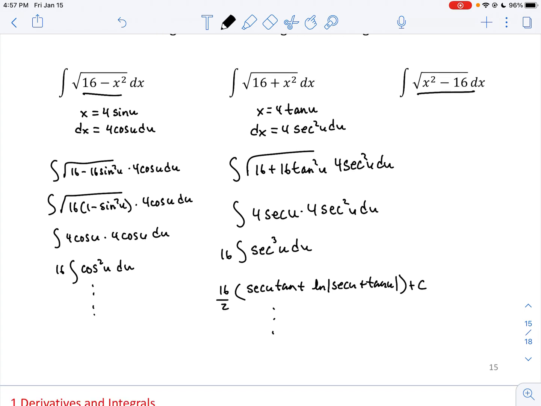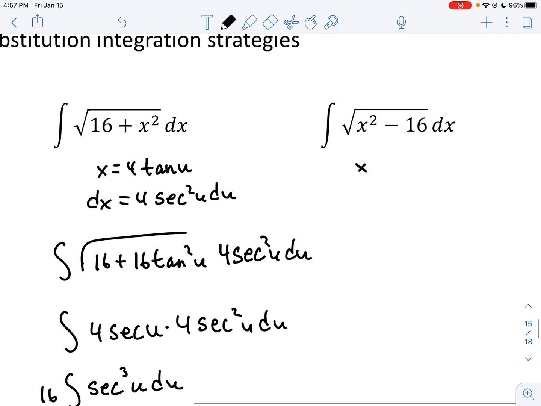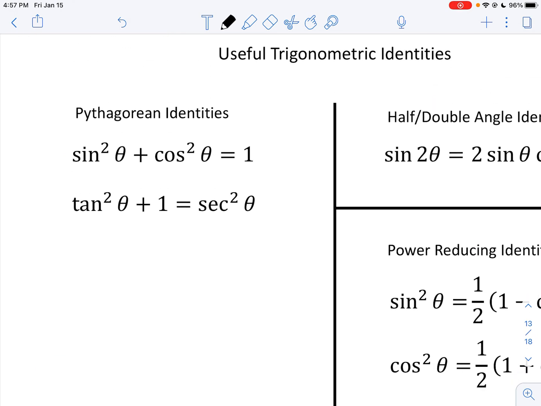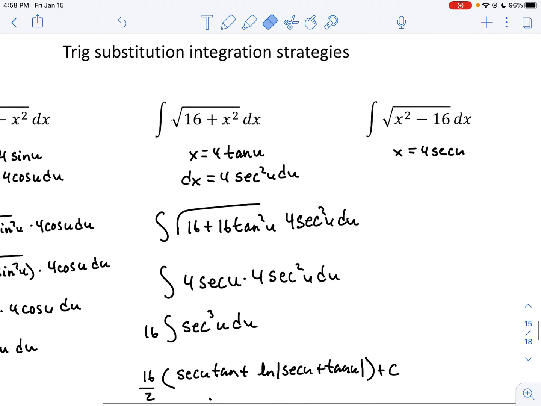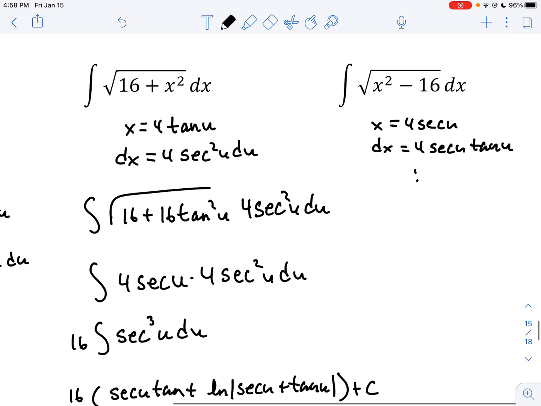And then we have a difference of squares again, but this time, compared to the previous difference of squares, it's variable squared minus constant. This is a case where you want to leverage the tangent secant Pythagorean version, but we want x to be 4 secant of u. Looking at the Pythagorean identity, if I subtract the 1 over there, then secant squared minus 1 can be condensed to tangent squared. So I'm going to use a secant here as a way to simplify this integrand. Dx will be 4 secant u tangent u. And I'm not going to continue this one.